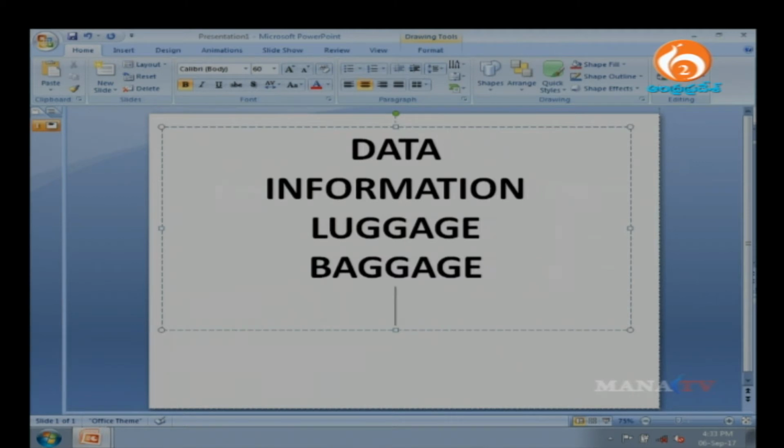For example, furniture. I cannot say furnitures, it's furniture only. So that's a plural form. So when it comes to singular and plural form, you need to understand how it works.